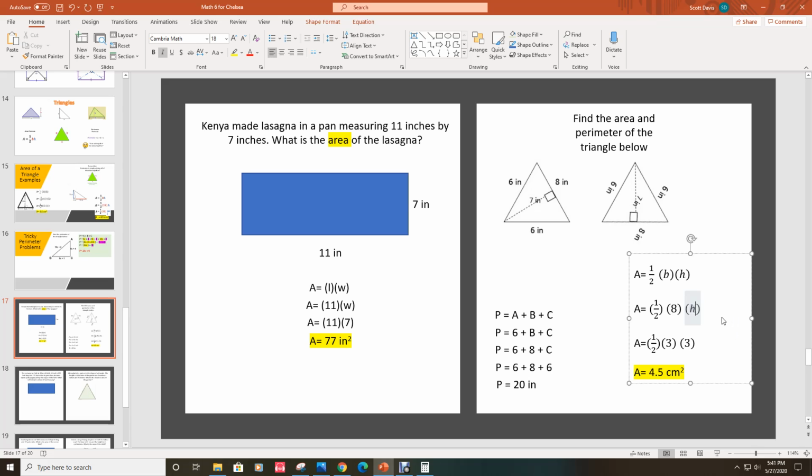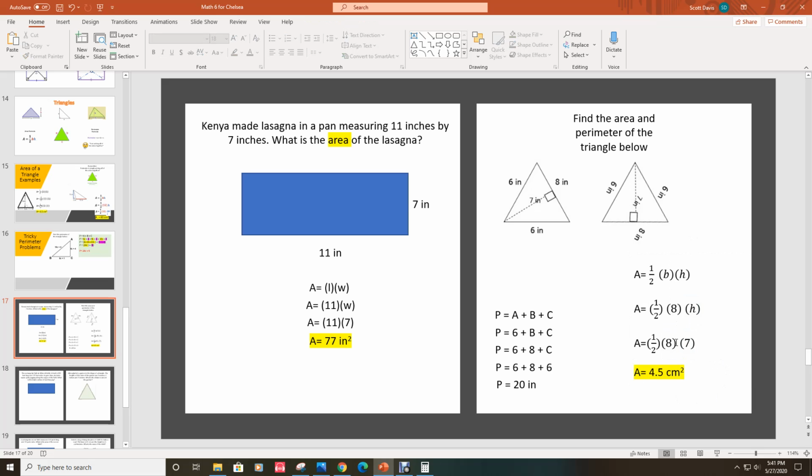Where's my height? My height is right here on this dotted line. My 7. He's flipped around upside down there, but right here. My 7 right here. So let's put in our 7. Okay. Oh, no. Let's leave that H there. We carried him down. Let's put our 8 here. Let's get our 7 there.